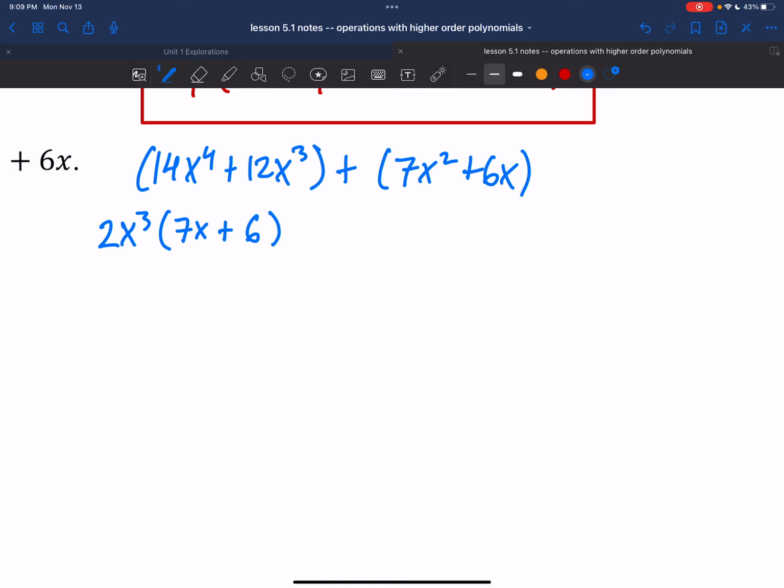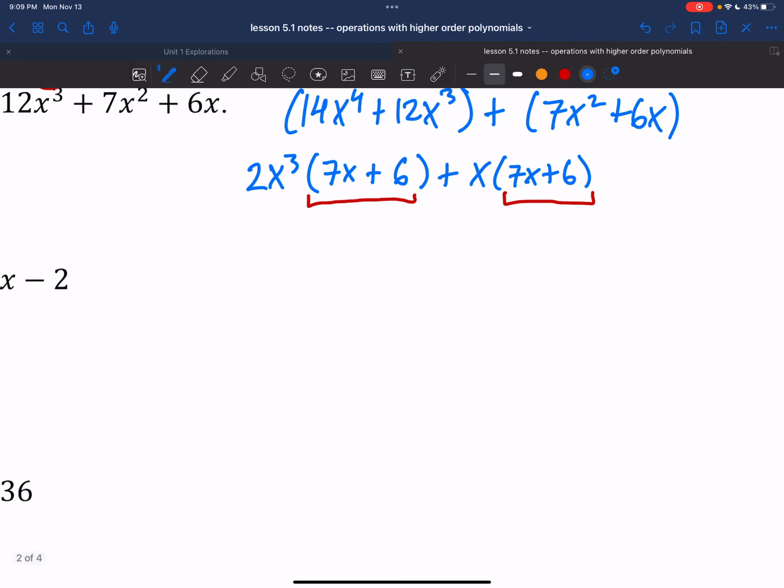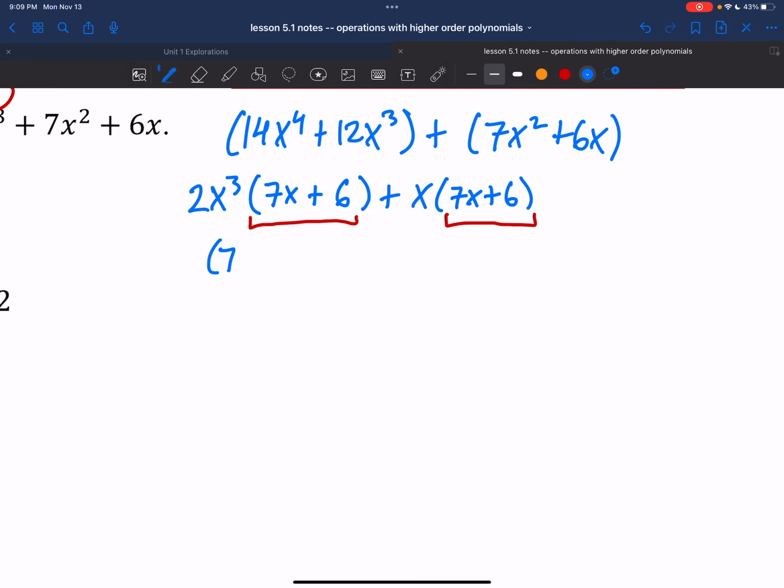And then if I look at the GCF of the other one, well, 7 and 6 are coprime. They don't share any common factors. But x squared and x, oh, well, I can take out an x. So this would be 7x plus 6 here. I say, oh, look, it's 7x plus 6 and 7x plus 6. That itself is a common term. So it factors out as 7x plus 6, and what's left behind is 2x cubed plus x. And we are done.